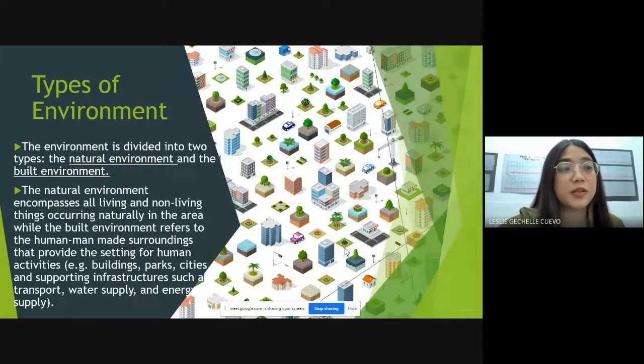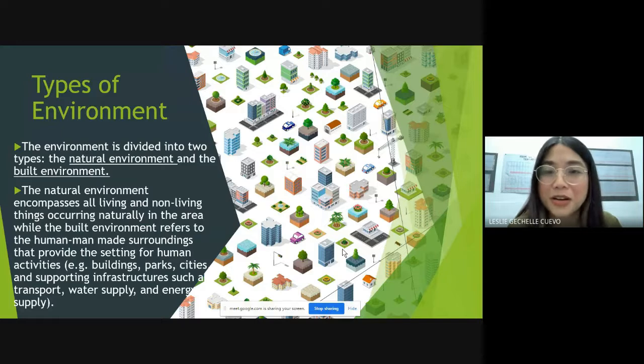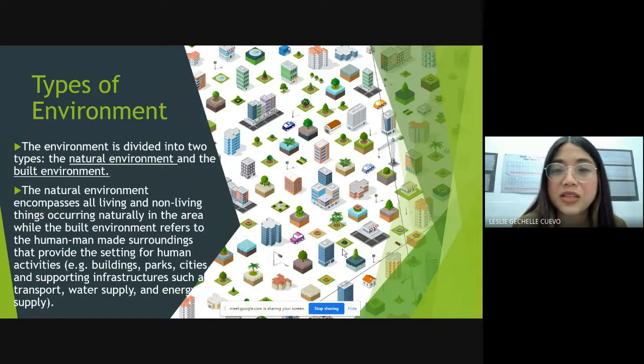Okay, types of environment. The environment is divided into two types, natural environment and the built environment. So, from there, magkaka-idea na kayo kung ano yon. The natural environment encompasses all living and non-living things occurring naturally in the area, while the built environment refers to the man-made surroundings that provide the setting for human activities, such as buildings, parks, cities, and supporting infrastructure such as transport, water supply, and energy supply.